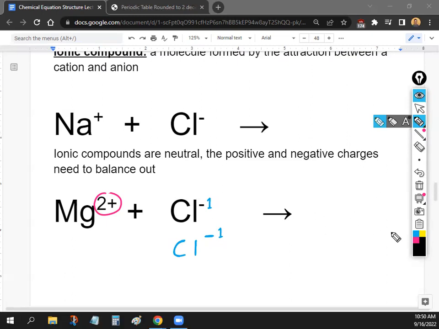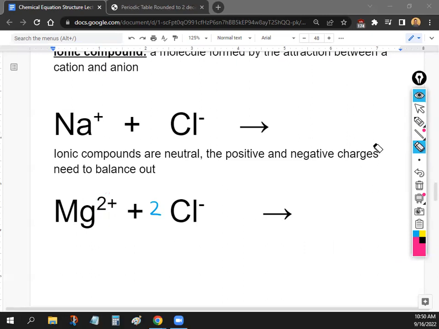Okay, so the way that we would write our answer is we would write Mg2+, and then how many Cl's did we need? We needed 2 of them. So we're going to write that there are 2 Cl's, because if we do that, it shows us that we have two of these guys.